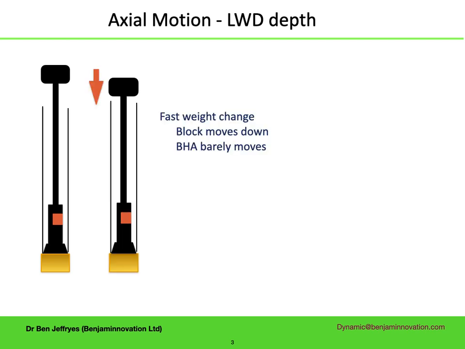If the block is moved down fast, for instance to deliberately increase weight on bit, the block can move a decent distance, but during this time the bottom hole assembly has barely moved, so the position of the logging while drilling measurement, shown in red, has changed much less.